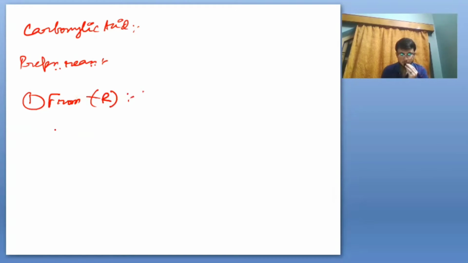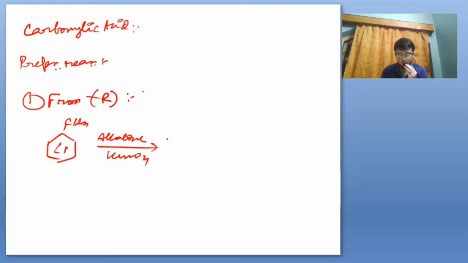Okay. So let us see an example, that is, let us take toluene as an example. Okay, because toluene has the CH3 group on it. So we're gonna add alkaline KMnO4. Okay, so it will just convert this CH3 group into COOH.